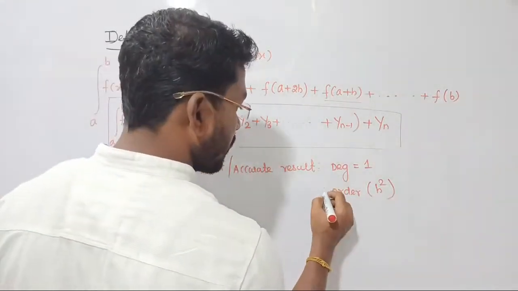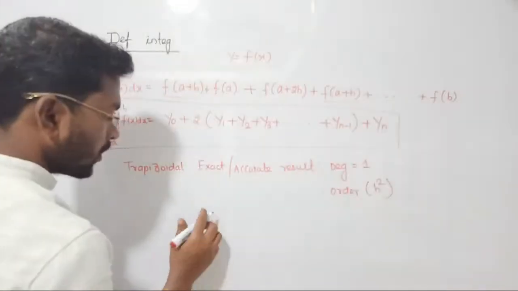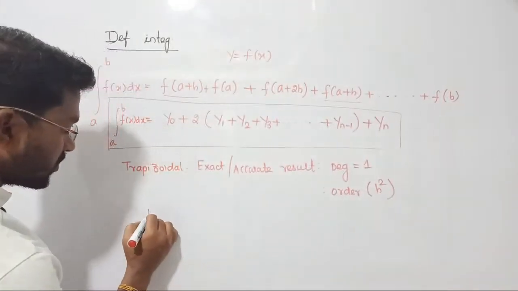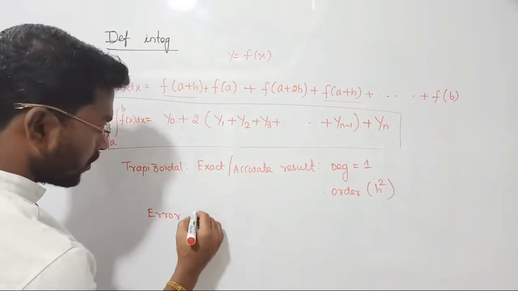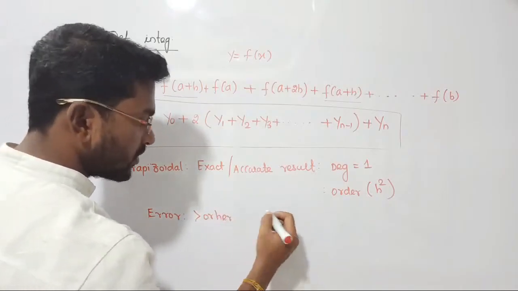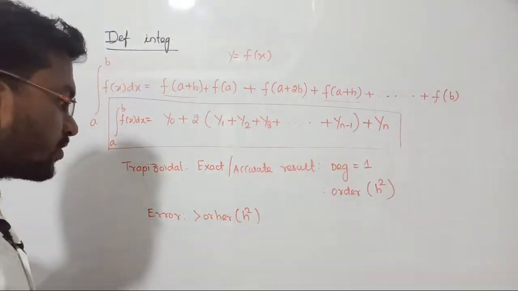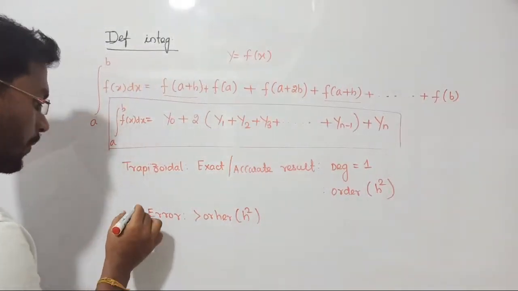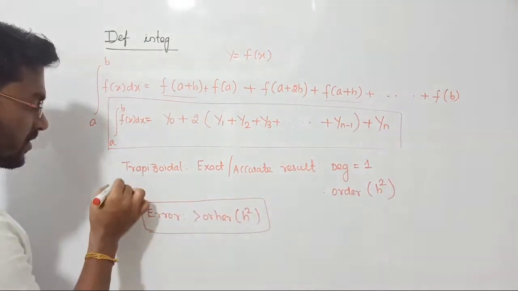Order 2, it will give you the value of what? Accurate result, right? And it will produce error when the order of the system rises above 2, that is from third order onwards, right? So from third order equation onwards, in the trapezoidal rule, the error will become more.